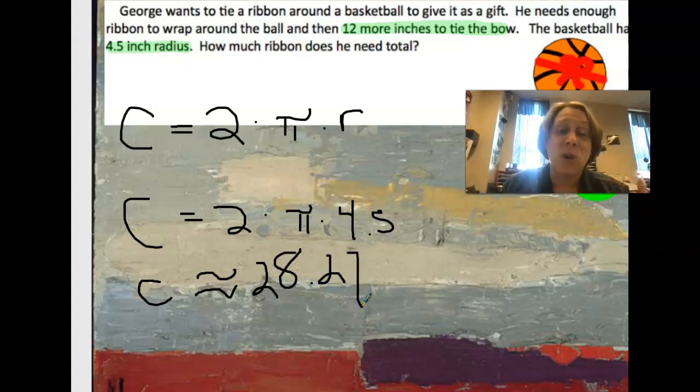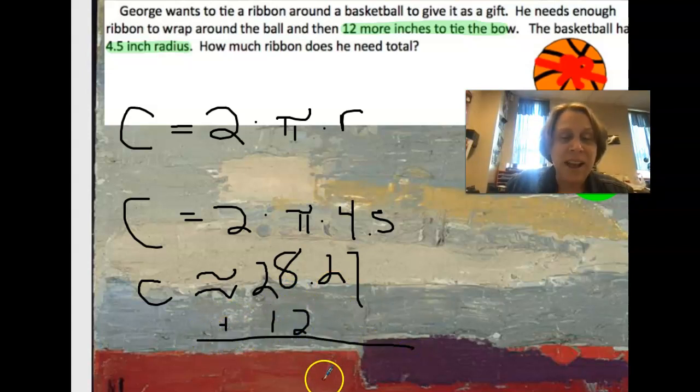And then I'm going to add what onto this? I have to add on the 12 inches because I'm making a bow. And then I'll give you a moment to do those calculations. And in the end, we should see, if you haven't done it, we're going to get about, for the final answer, 40.27 inches of ribbon needed.